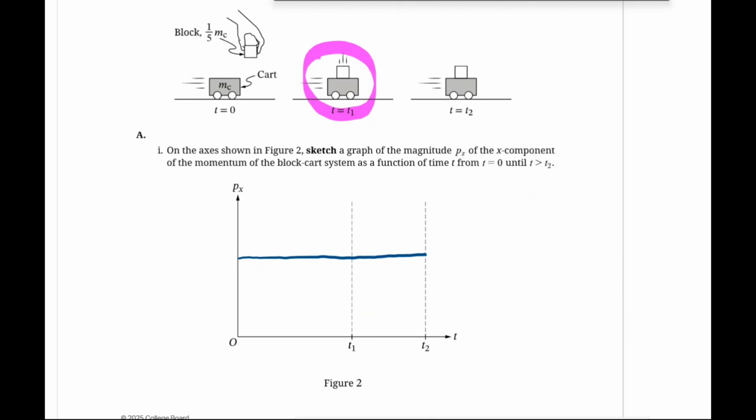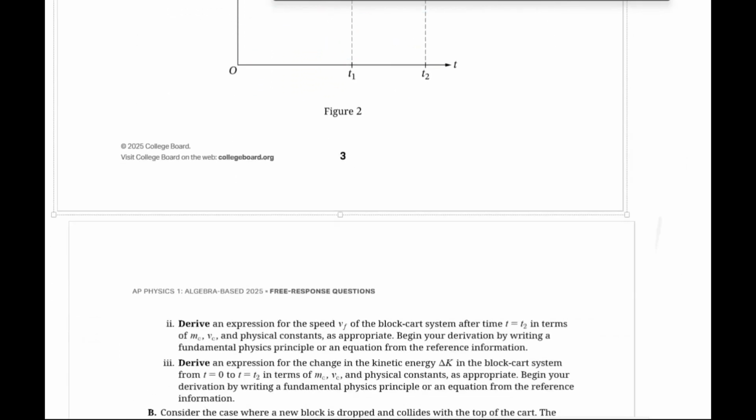Now, if the block is dropped onto the cart, it will change the velocity, but it's going to add mass to it as well. In the end, momentum is always conserved if there are no external forces, and since there's no friction acting on it, the momentum is conserved, and we just have a nice flat horizontal line. Now, moving on to part 2.